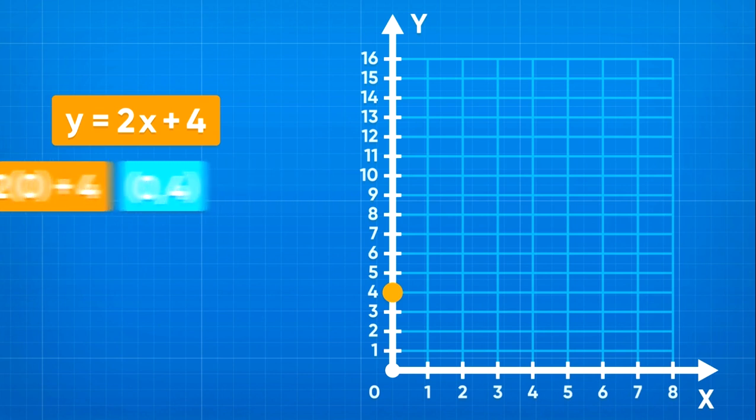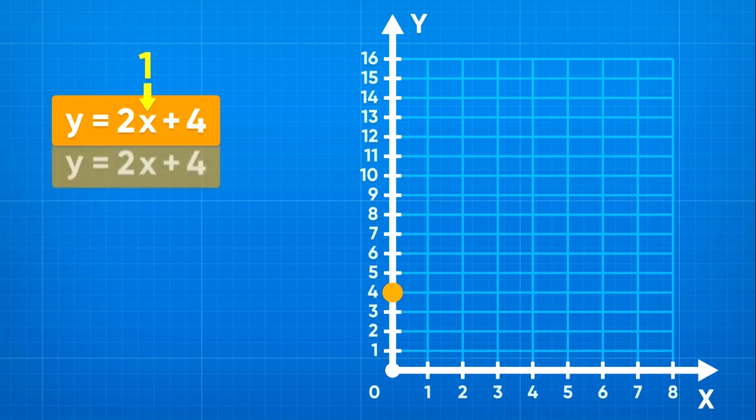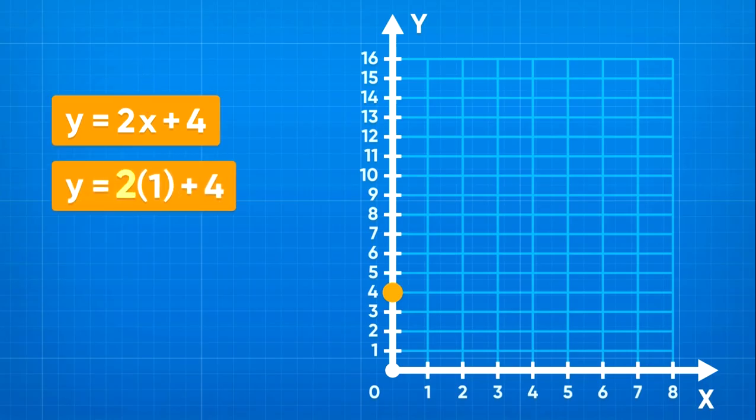Now let's do this again for a few more x values. Let's try x equals 1. If we plug in 1 for x, then 2 times 1 is 2, plus 4 is 6. So this would be the ordered pair (1, 6). We can plot that on the coordinate plane by going 1 on the x-axis and 6 on the y-axis.